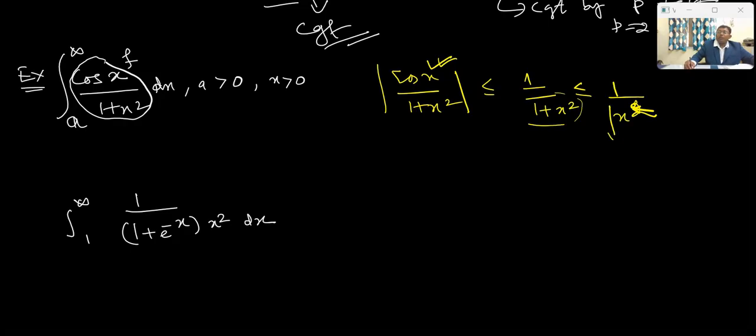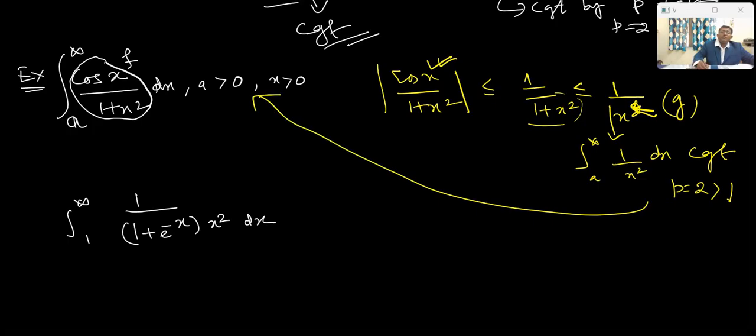This is my g. What happens to my g now? The integral from a to infinity of 1 by x square dx is convergent. Why? Because p is equal to 2, greater than 1. So once this is convergent, this implies f is convergent by the comparison test. Likewise, suppose you are given another question. Question number 2, you are given this.